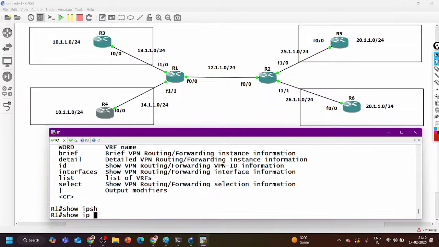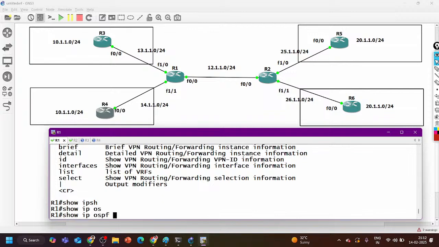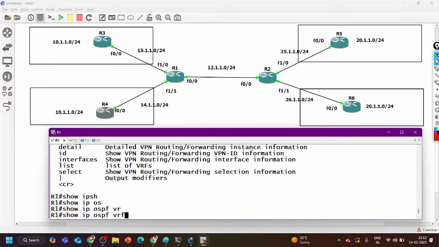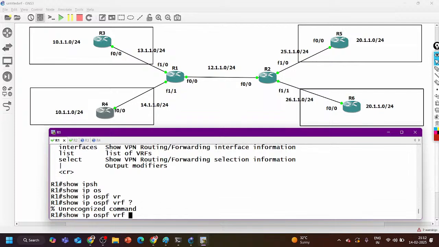Not available, guys. So there should be a VRF option. The command is not available on this particular router.